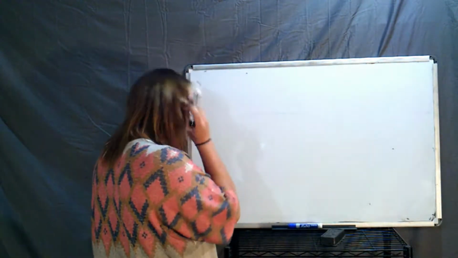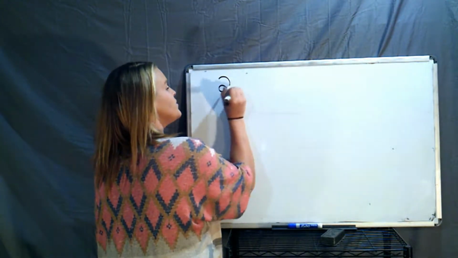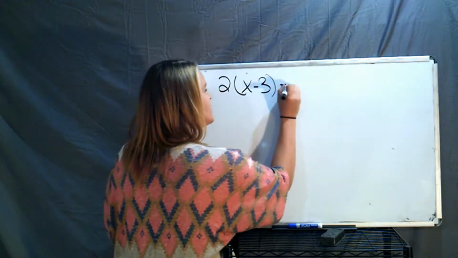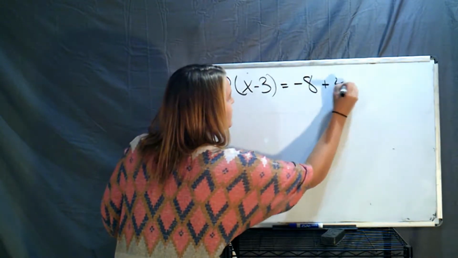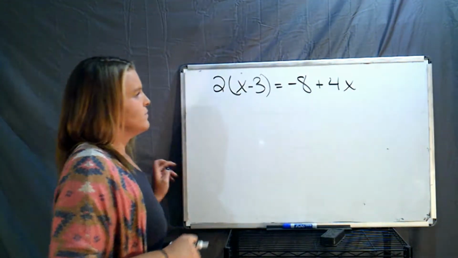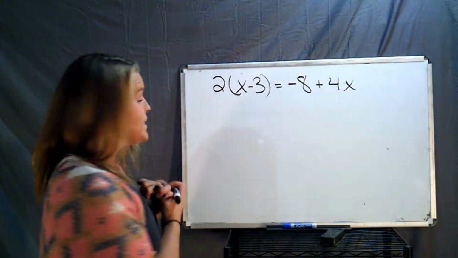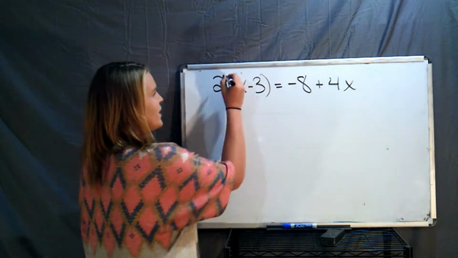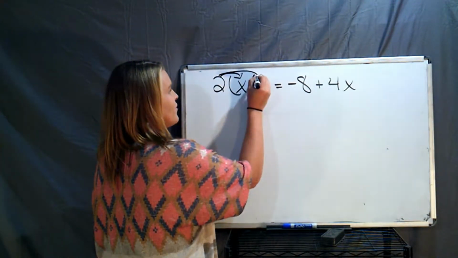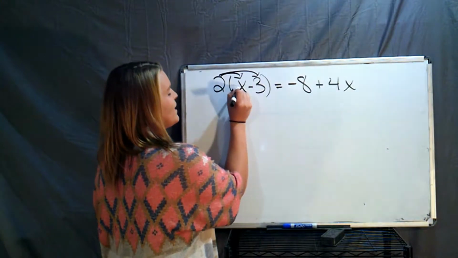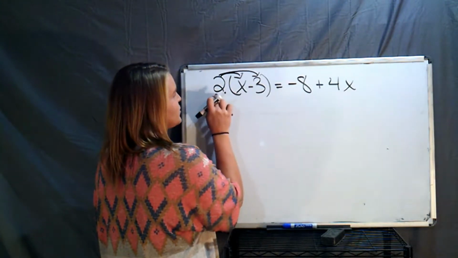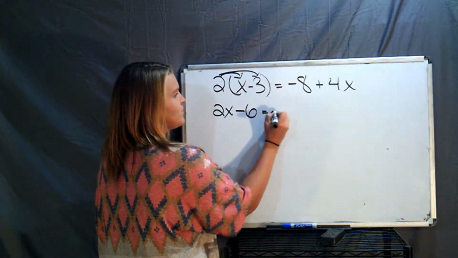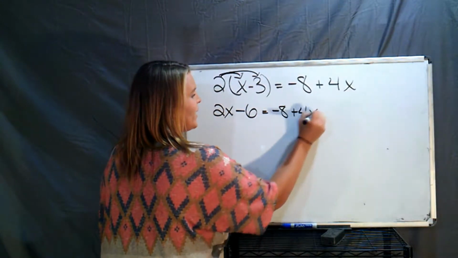Okay, and now we're going to have this one, 2 times x minus 3 is equal to negative 8 plus 4x. Oh my goodness, we have some parentheses, so I need to distribute in order to get rid of my parentheses. So when I do that, I'm going to distribute my 2 into everything inside the parentheses. So I have 2 times x, 2x. 2 times negative 3 will give me a negative 6 is equal to negative 8 plus 4x.